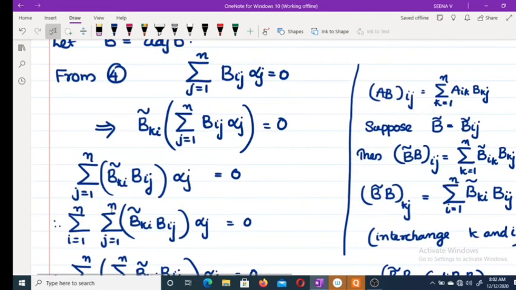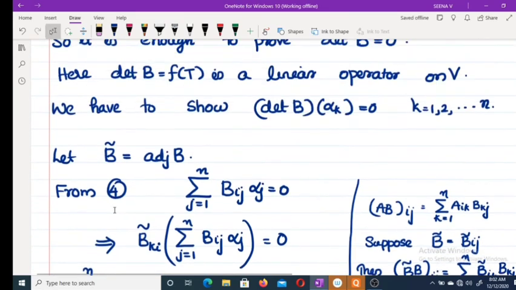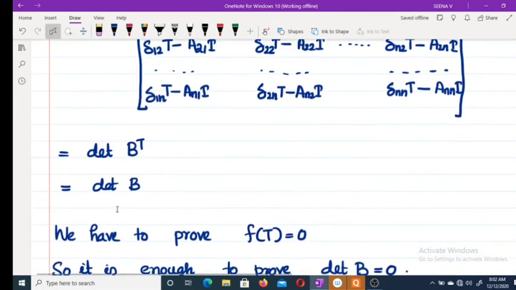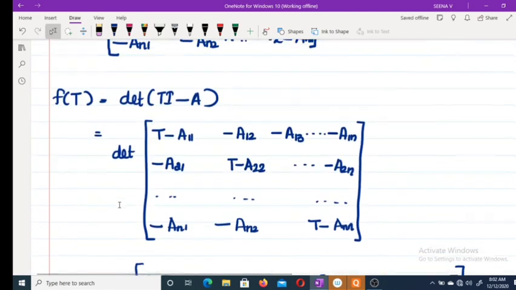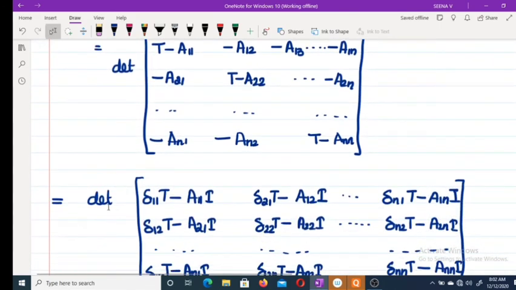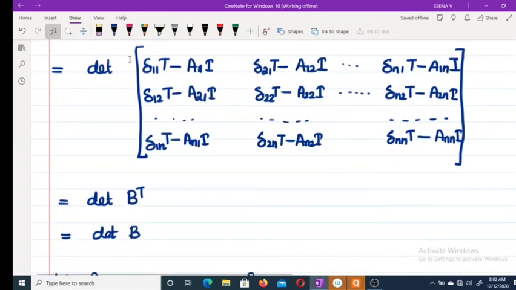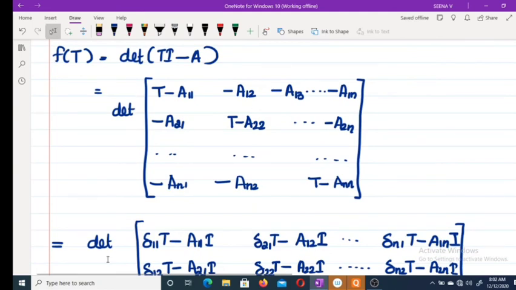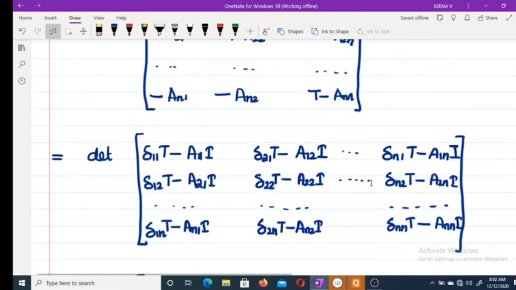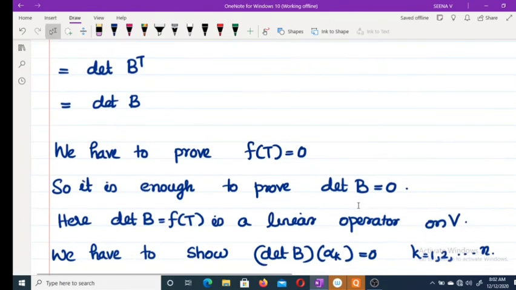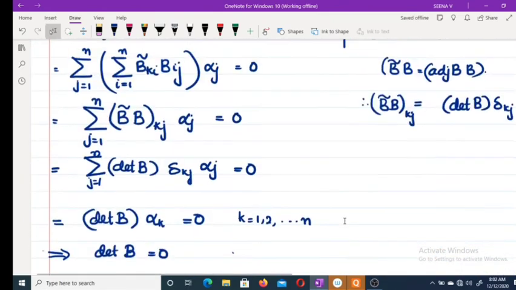Thus we get if f is the characteristic polynomial for t, then f of t equal to 0. Okay. Hope it is clear. You have to replace this by this notation. Okay. Just remember this. Okay. This is one of the most important results.